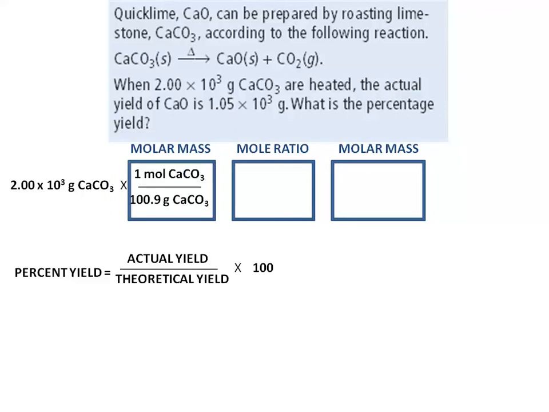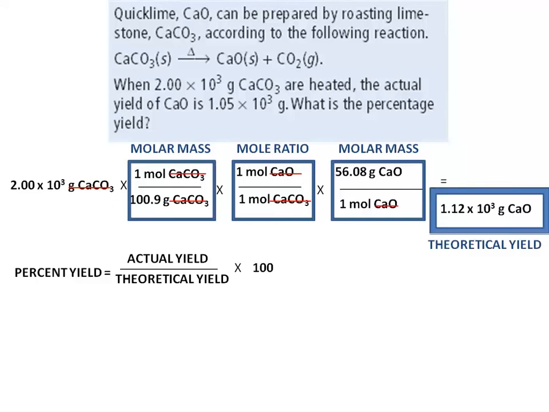So we do grams of calcium carbonate to moles of calcium carbonate, moles of calcium carbonate to moles of calcium oxide, and then we don't want moles for our answer, we want grams. So we multiply by the molar mass. When we calculate all that out, we get 1.12 times 10 to the third grams of calcium oxide. I would also accept 1,120 grams or 1.12 kilograms. Those are all equivalent. They mean the same thing.